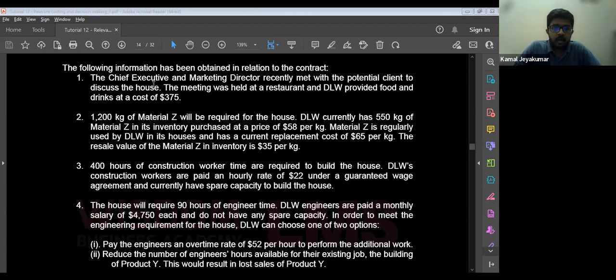Guys, quickly put the answers. How much is the relevant cost in scenario number 1? Not scenario, point number 1. Is this $375 relevant? Hello? Guys, are you all there?